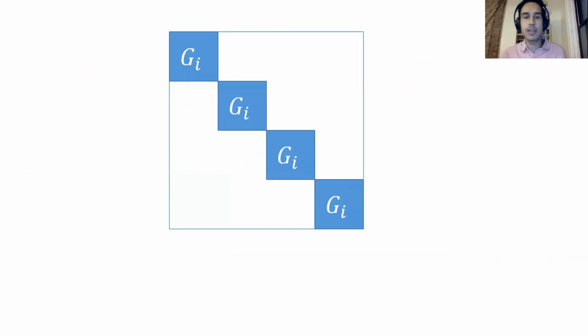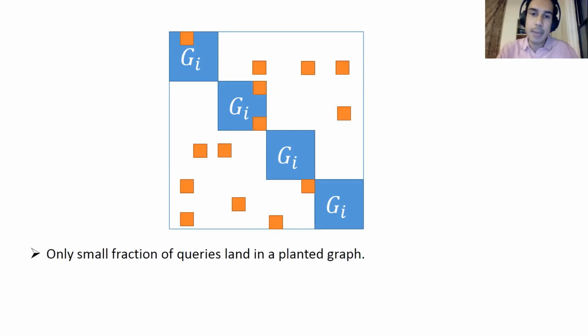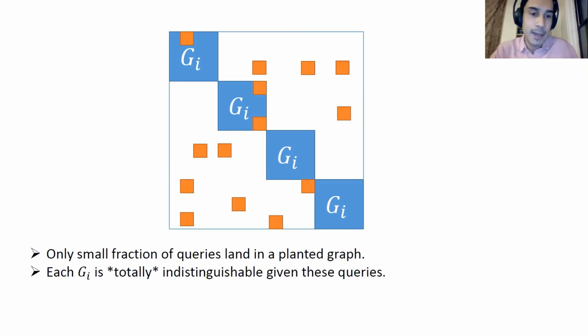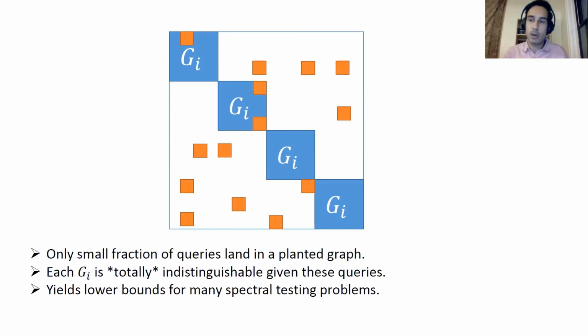The actual construction plants randomly either G1 or G2 in several communities along the diagonal of the overall matrix. The reason you do this is that if you have a non-adaptive algorithm and it samples a bunch of entries, only a very small fraction of these entries will land in one of these important communities, one of these planted graphs. And because each of these planted instances is robust to a small fraction of queries, we won't be able to tell the difference between it being PSD or not. We won't be able to tell the difference between the two cases at all. And this will also yield lower bounds for the other problems that we mentioned.